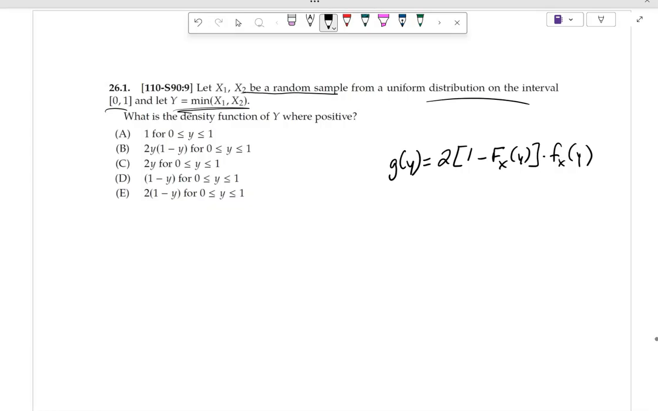So what I need to know is what the CDF is for x and what the PDF is for x, the x1 or the x2. What type of distribution do we have? Uniform. On the interval from 0 to 1, right? So what is f of x going to be? 1. And then what's the CDF going to be?